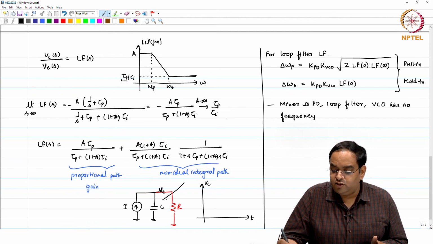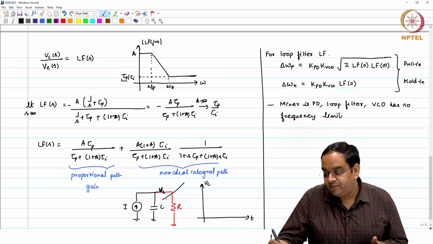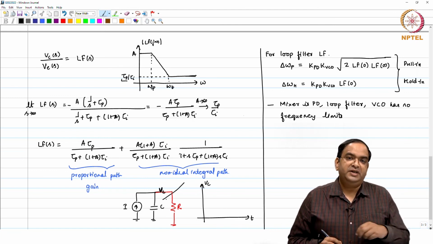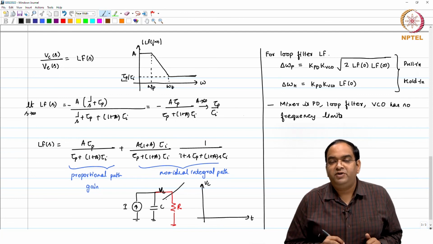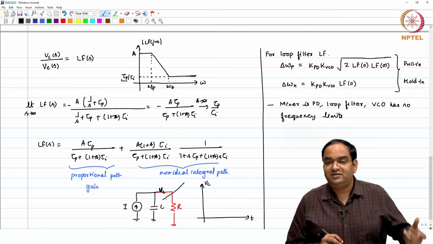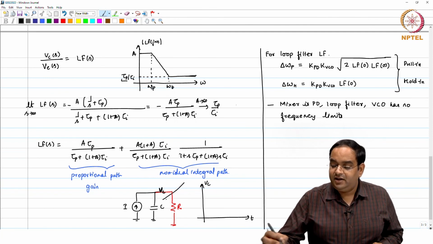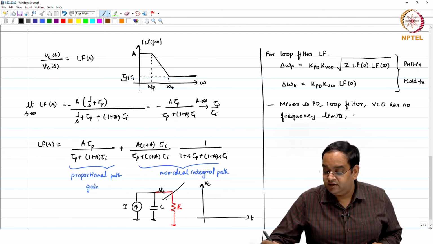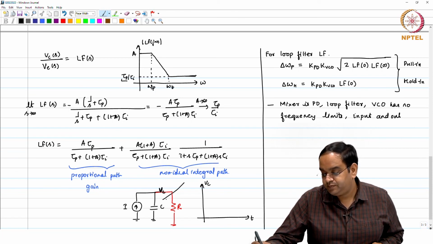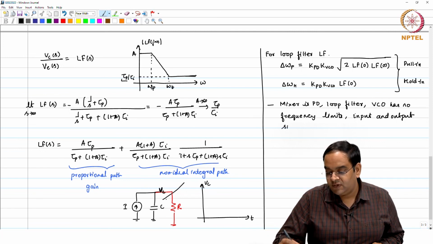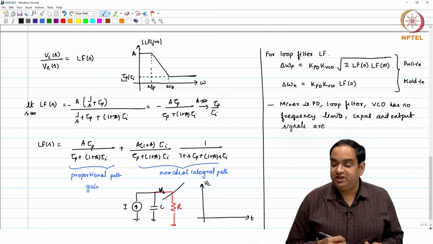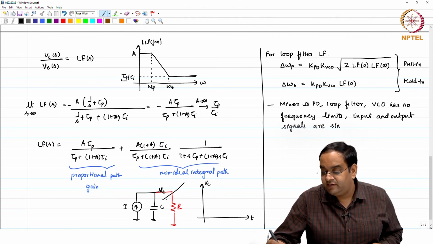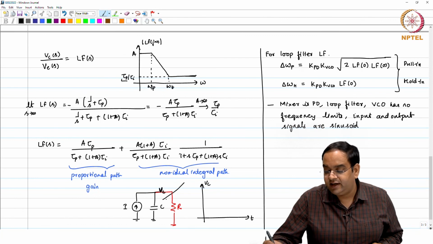So, please do not use the same expressions for different kinds of PLLs. It completely depends on what the exact PLL is. And our signals are sinusoidal; input and output signals are sinusoidal. Because later you are going to see that in some of the PLLs, the input and output signals are square waves, and if you apply the same thing, it is incorrect.